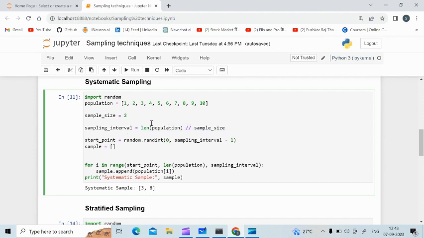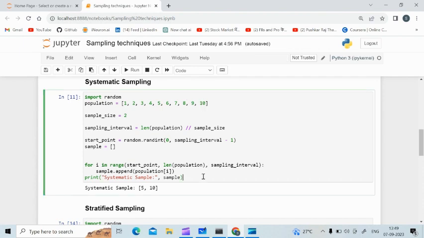For example, the length is 10, right? So 10 divided by 2 gives a quotient of 5. After selecting the first person, I need to skip five. If I have selected 3 as my first, then I count 1, 2, 3, 4, 5, and there is no other number to select, so I have stopped there. Now if I rerun it, it took the first value as 5, and with the sampling interval of 5, we count 1, 2, 3, 4, 5.